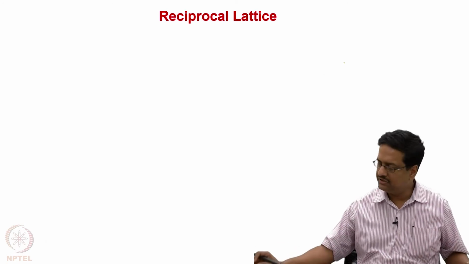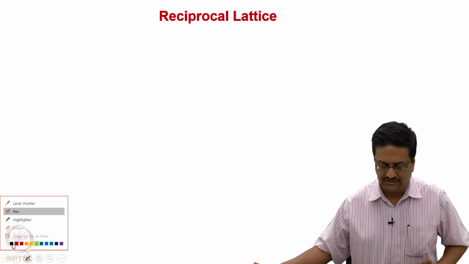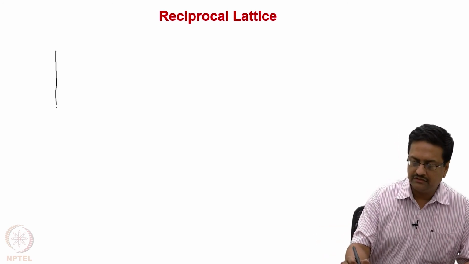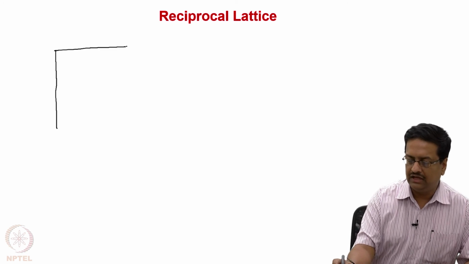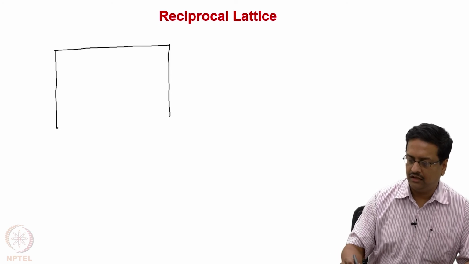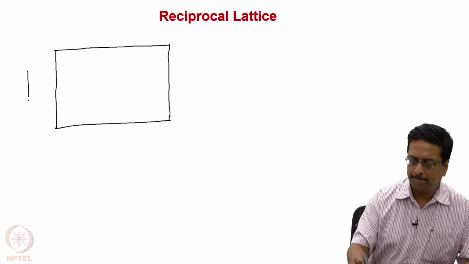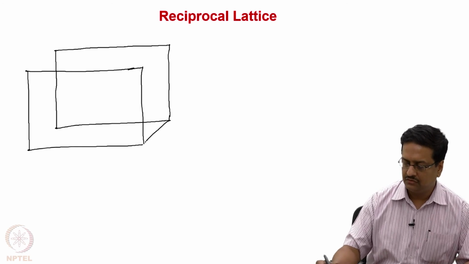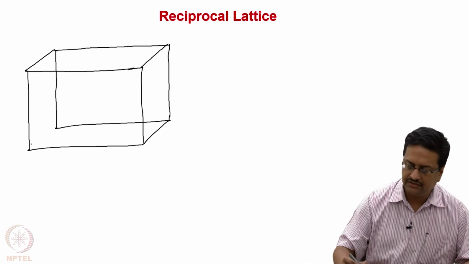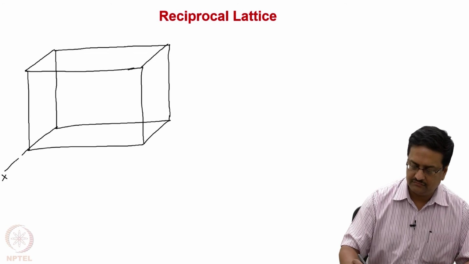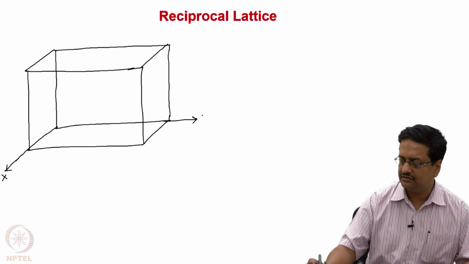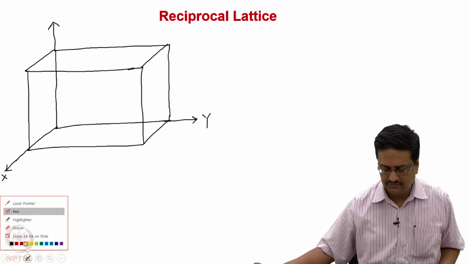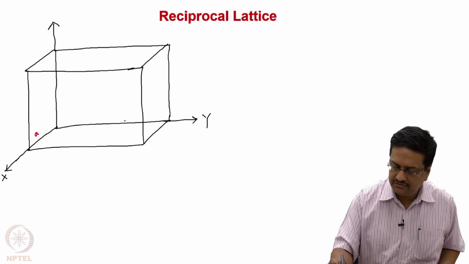So let us see what happens if we try to construct the reciprocal lattice for an orthorhombic system. In case of an orthorhombic system, we have A not equal to B not equal to C and alpha equal to beta equal to gamma equal to 90 degrees. So this is the orthorhombic lattice with x pointing this way, y pointing here and z pointing upwards. The edge lengths are A, B and C.